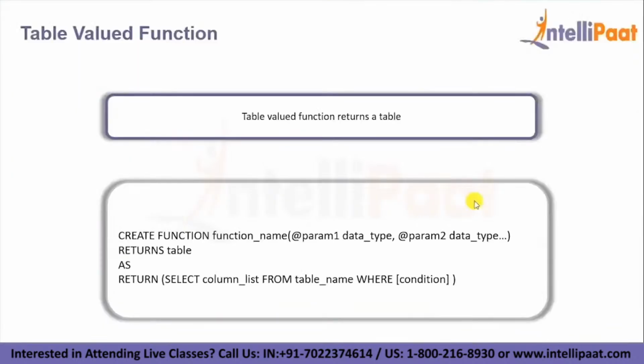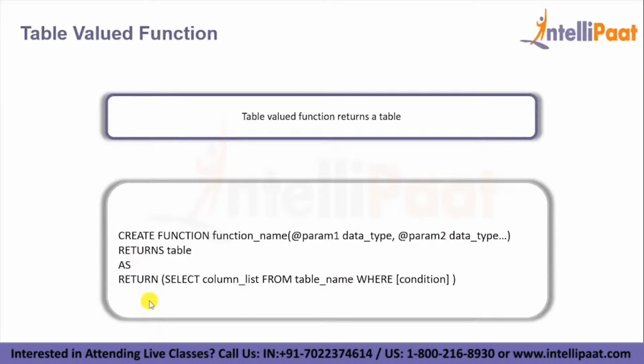Then we have table valued functions. So these table valued functions return a table instead of a scalar. And this is the syntax for a table valued function. So here the return type is table. So after the returns keyword, we'll type in table because we are supposed to return a table. After that, we'll give the keyword return and then give in the select statement. Now you need to keep in mind that there are no begin and end keywords for the table valued function.